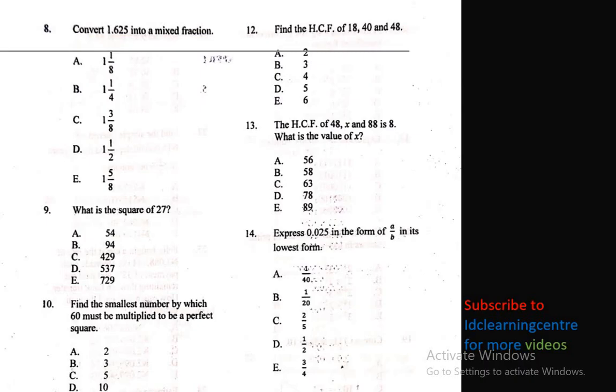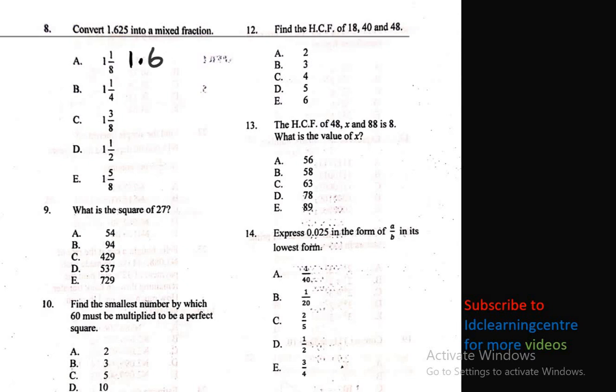Question 8 says, convert 1.625 into a mixed fraction. The first thing we need to do is to make 1.625 a whole number. To do that, we move the decimal point 1, 2, 3. I counted 3 places. I'll have 1625. Since I moved 3 places, I'll divide by 1000 because 1000 has 3 zeros.